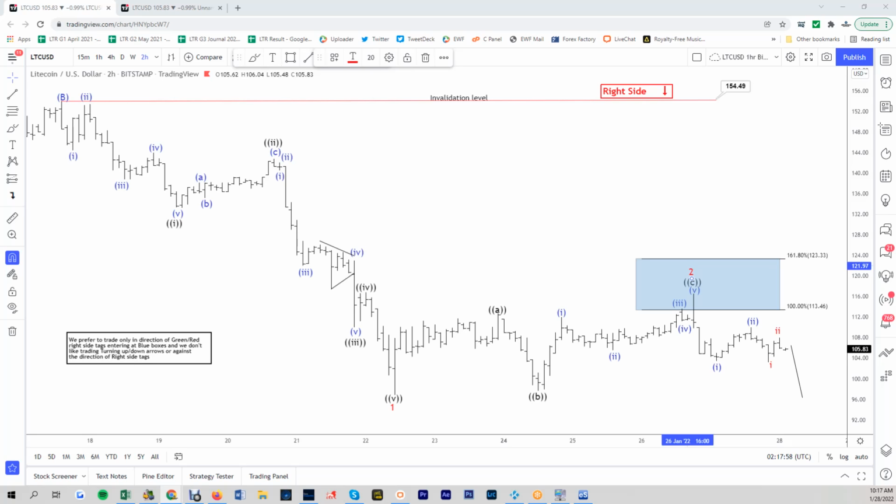And for today, we are going to update the chart of the Litecoin. This is a 2-hour chart, okay? So let's take a look here at what we have.